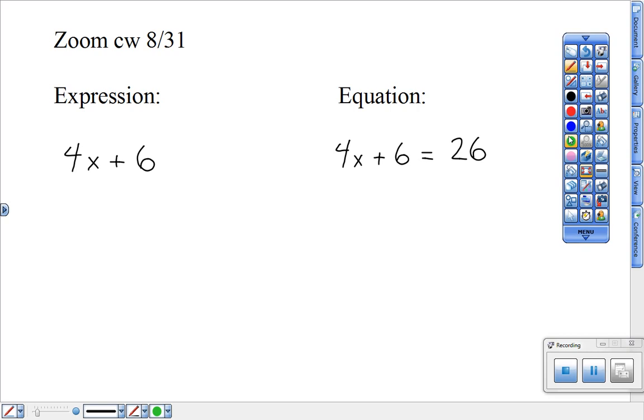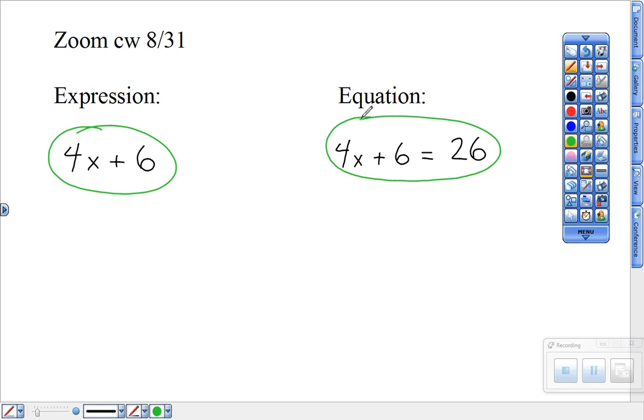I could plug in any number I want for x, and as long as I follow order of operations in math, I'll get an answer. But any number I want, an expression is not equal to anything. An equation has that same 4x plus 6 here in this example, but equal to 26. An equation clearly has an equal sign in it, equal to something. An expression, no equal sign. An equation, equal to something.